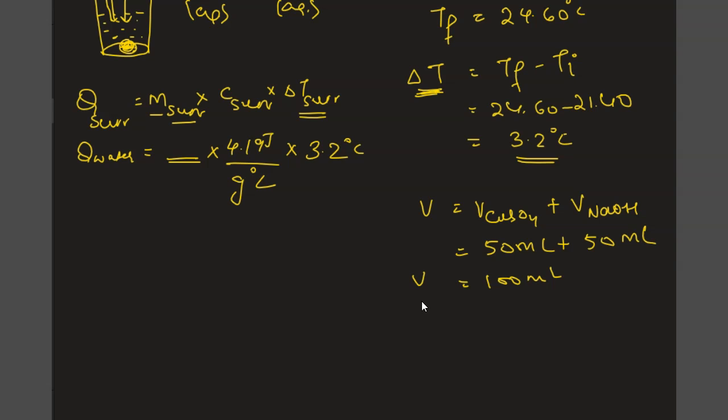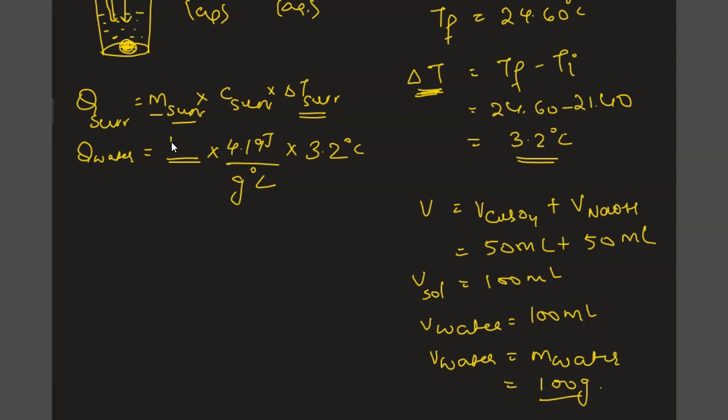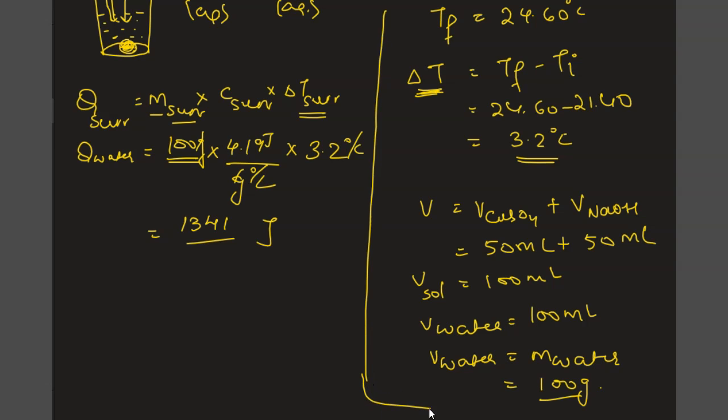ml. This is the volume of solution, or we can say this is the volume of water. And we know the volume of water is the same as the mass of water. So mass is now going to be 100 grams. All we have to do is just put that 100 here. Grams get cancelled. Degree Celsius gets cancelled. We put everything in the calculator and we'll be able to get 1341 joules. This is all the work for finding out our given stuff.